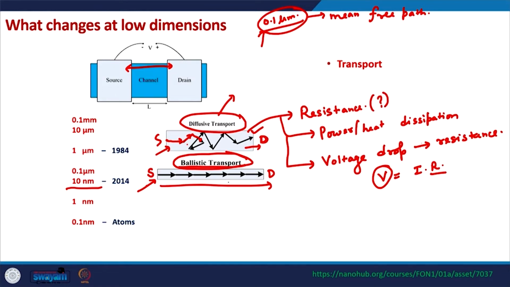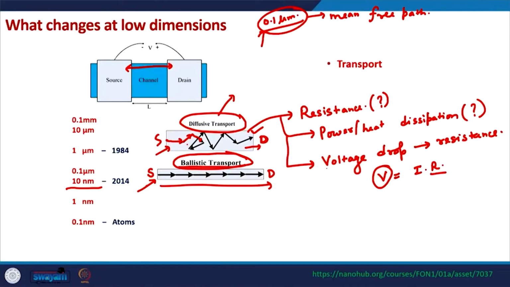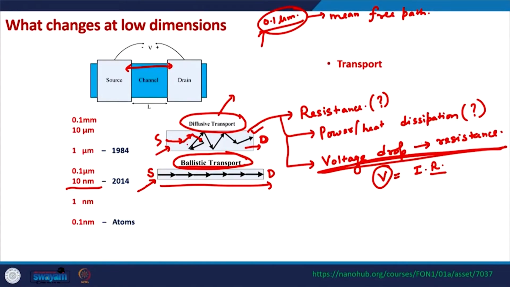The second follow-up question is, what is the power dissipation, the heat dissipation, in ballistic transport? If the electron is not colliding with anything in the channel, where is power actually getting dissipated, or where is the heat getting dissipated? Is it at all getting dissipated, or what is happening in this kind of transport? And on similar lines, what is the voltage drop across the device, or what is the resistance of the channel?